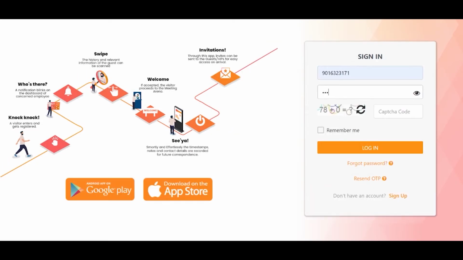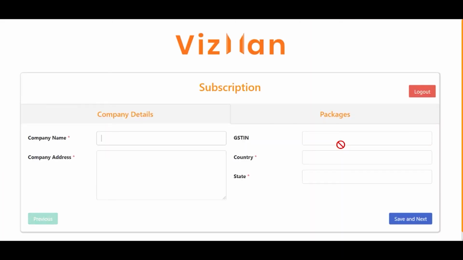Now, log in with your mobile number and password. Don't forget to enter the mathematical CAPTCHA. After login, under the subscription page, enter your company details. Company name, company address, GST number, country, state. Then click on Save and Next.